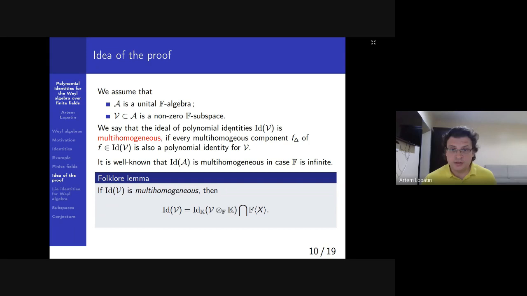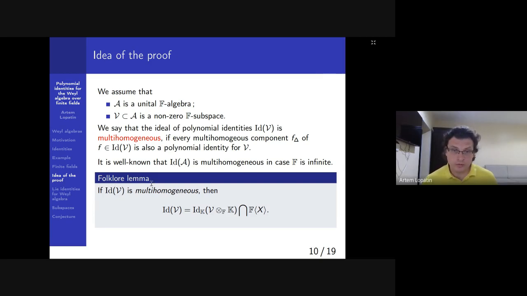And we say that these identities are multi-homogeneous if every multi-homogeneous component of any identity of V is also a polynomial identity of V. So what does it mean? We have some identity. We can write it down as a sum of homogeneous components with respect to the multigrading of the free associative non-commutative algebra in variables x1, x2, etc. And if all components are polynomial identities, then we say that these polynomial identities are multi-homogeneous. So of course, in characteristic 0, we know that any identity is multi-homogeneous, and actually if a field is infinite, then it also can be shown that this ideal is multi-homogeneous.